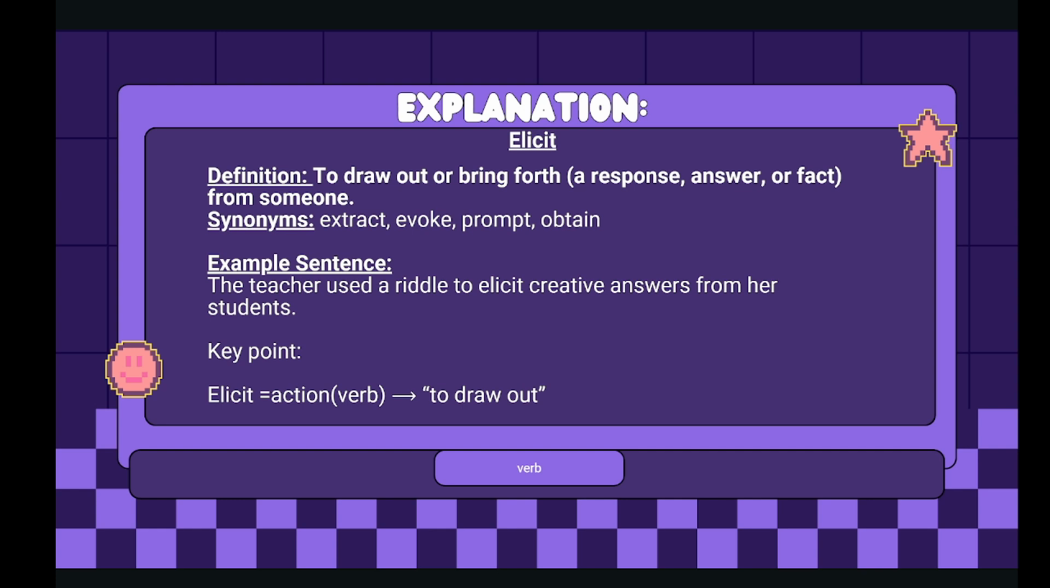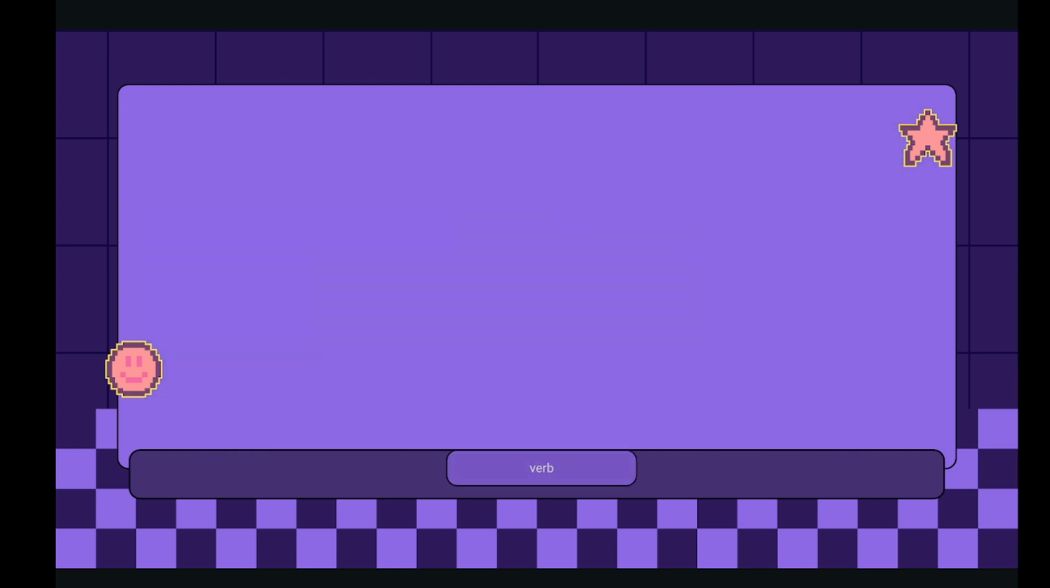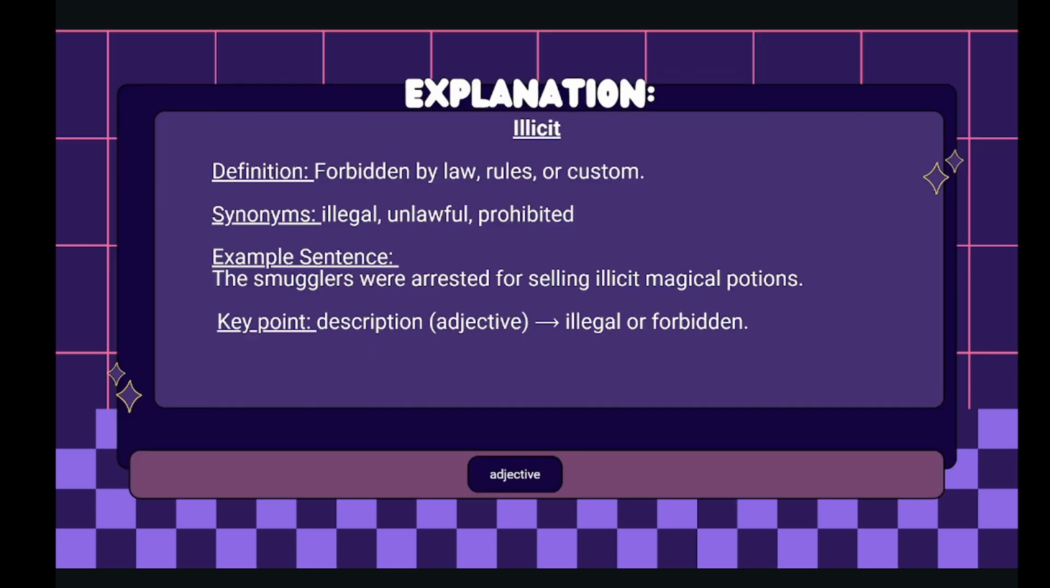Also, when you look at the sentence or you hear the sentence, think about where this word is placed. Did you hear it in the verb spot or did you hear it in a different spot? If you hear it in the verb spot, then it's this meaning, to bring out or draw forth. That's a key point to remember. Now, on the other hand, illicit, the shorter one, means forbidden by law, rules, or custom, and this is an adjective. So if you hear this in the adjective spot, then you know it means it's illegal. Synonyms are illegal, unlawful, or prohibited.